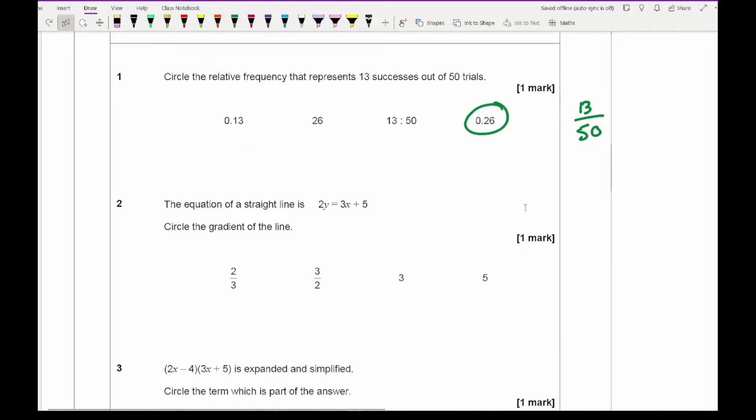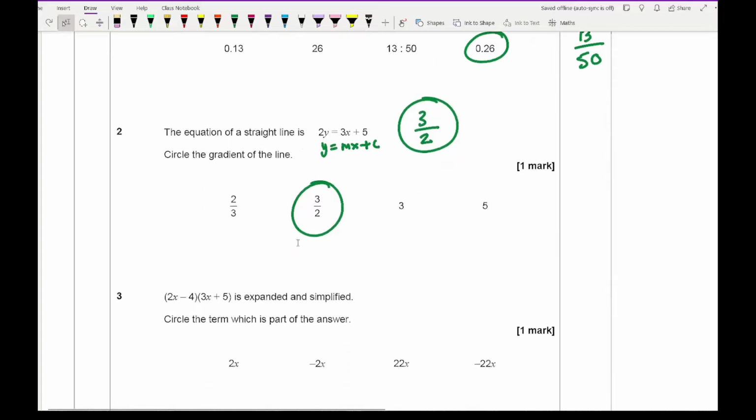The next question then says that the equation of a straight line is 2y, work out the gradient. Now when working out the gradient and using y equals mx plus c, you need to make sure that you have got y equals mx plus c. So because we've got 2y, we need to divide all of these through by 2. So here the gradient is 3, so if I divide that by 2, it's going to be 3 over 2 or 1.5, so this is the second option.